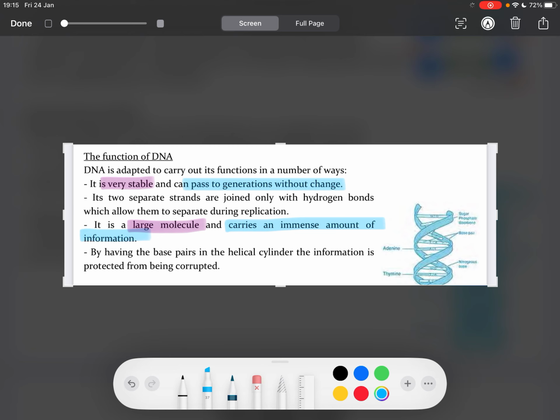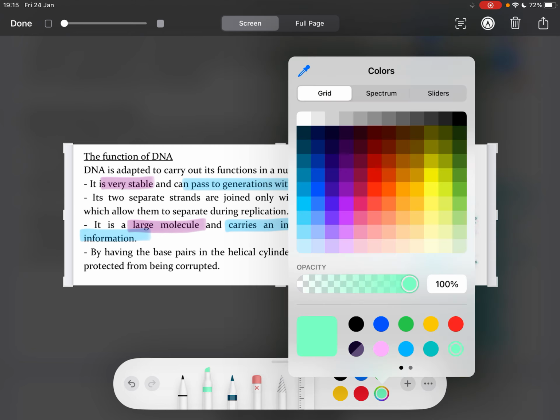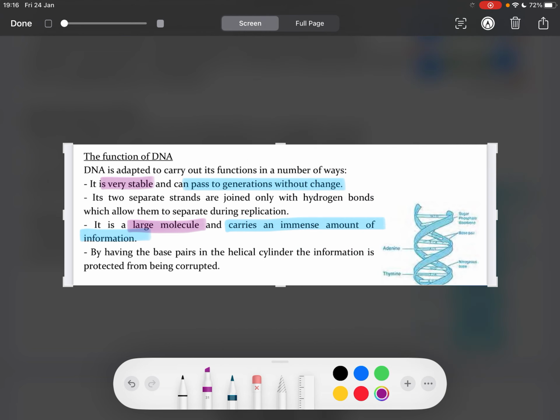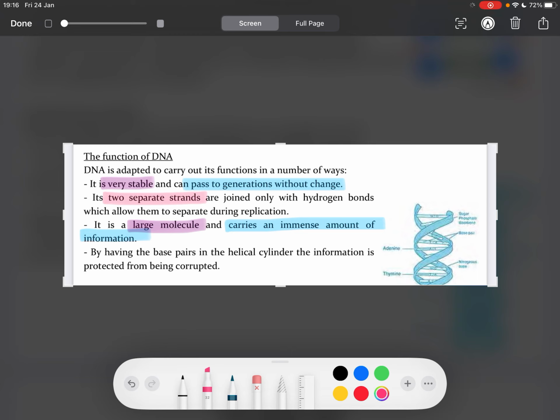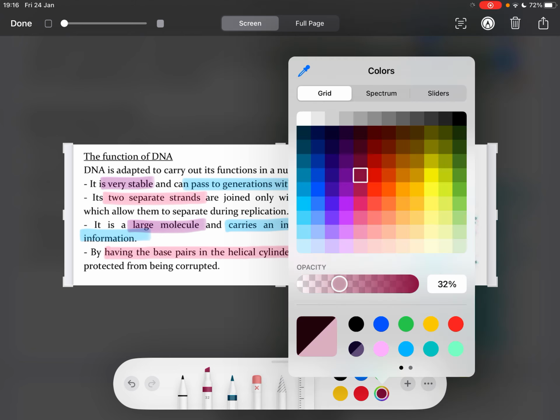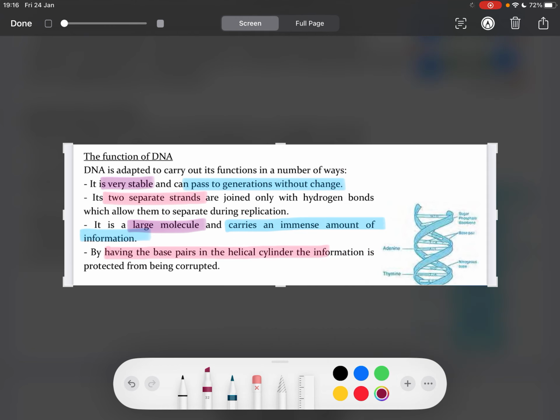Great. Then after that, the structure of it has 2 separate strands. Sorry, guys, not this color. And also it has the base pairs in the helical cylinder. Then we say that they're only joined by hydrogen bonds, and here the information is being protected, which allows them to separate during replication and protects from being corrupted.